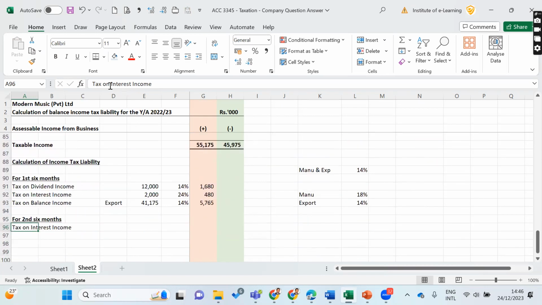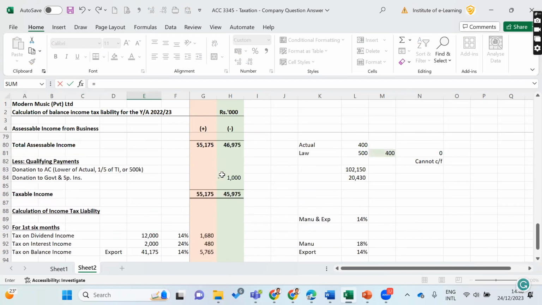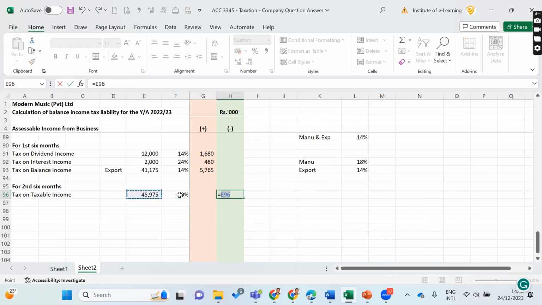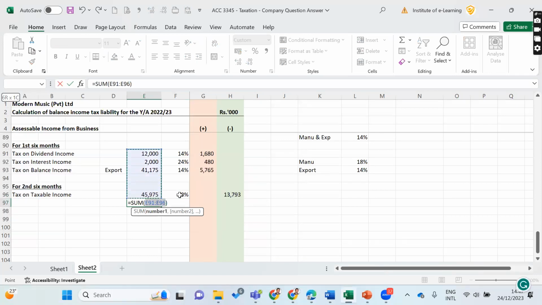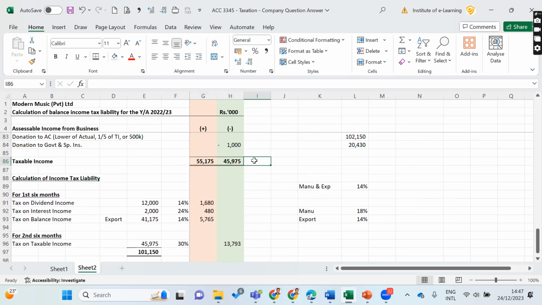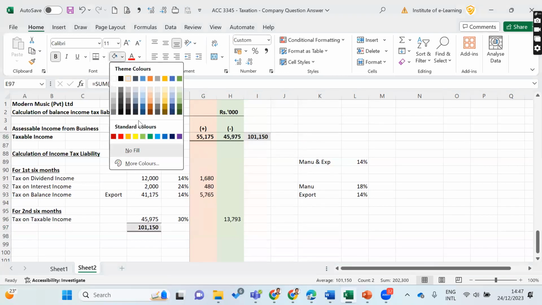Therefore, for the second 6 months, tax on taxable income, right? For the second 6 months, after deducting qualifying payment, the rate is what? Rate is 30%, right? So rate is 30%. Then we have considered all total income here, right? You can double check by totaling these two, then to make sure whether you have done it correctly. Yes, correct. 101, 150, 101, 150. Yes, both are okay, right? Both are correct, right?